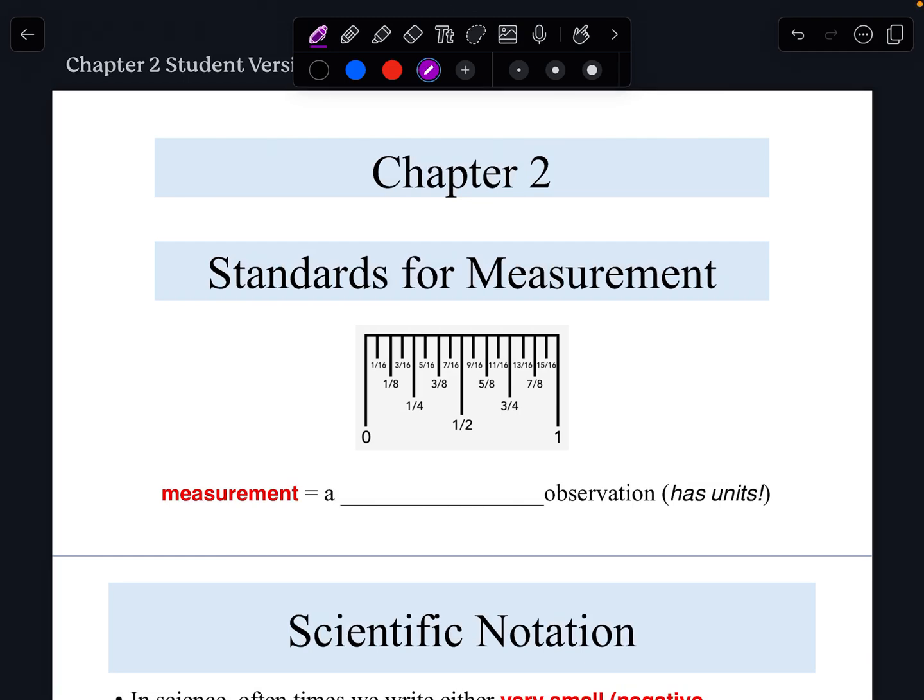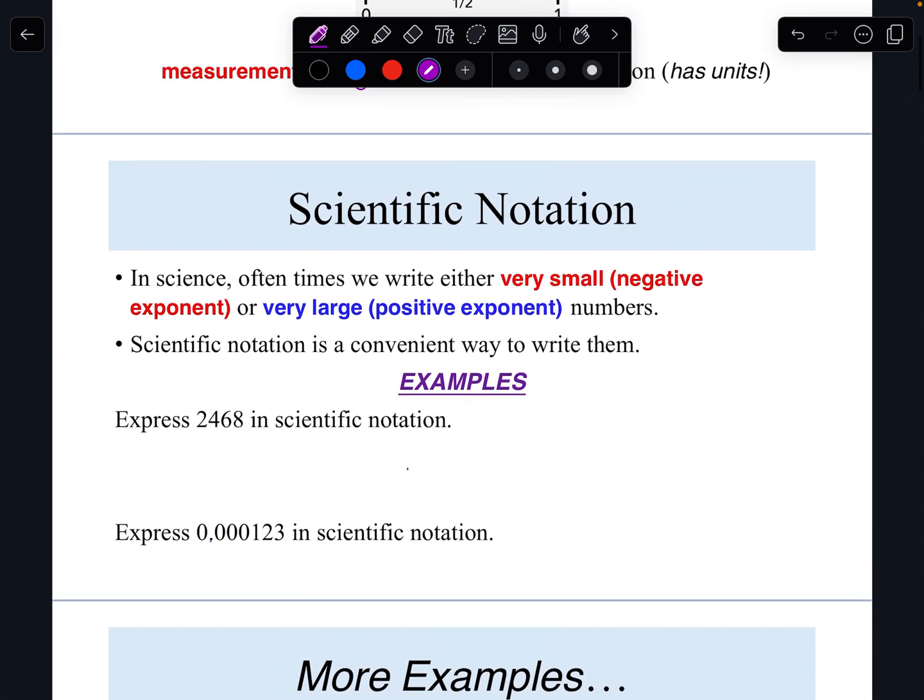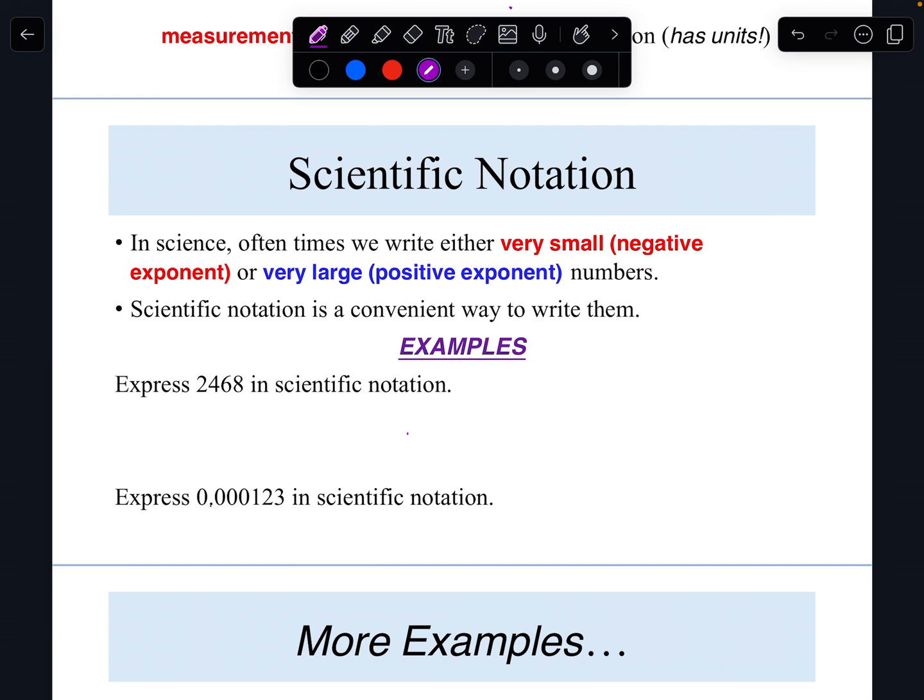Looking at Chapter 2, Standards for Measurement. So to remind you what a measurement is, it is a quantitative observation, which means that it has numbers and it has units. So for example, 6 inches or 25 meters, something like that is called a quantitative observation. Now, when we work with measurements, we oftentimes have to use scientific notation.